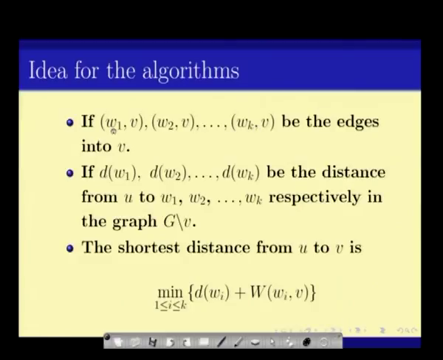So, if I enter through w1, what would be my distance? My distance will be d of w1, which is the shortest distance to w1, plus the weight of this edge, w of (w1, v), and similarly for w2 and so on. If I take the minimum of all of them, I would get the shortest distance from u to v. So, I take that minimum for all i between 1 and k of the distance to wi plus the weight of the edge from wi to v. Now, this is a recursive kind of algorithm in some sense.